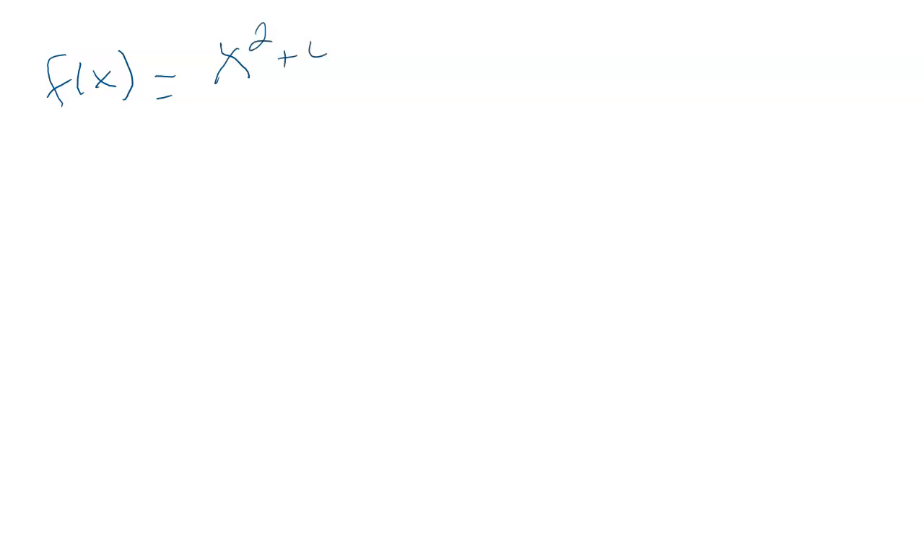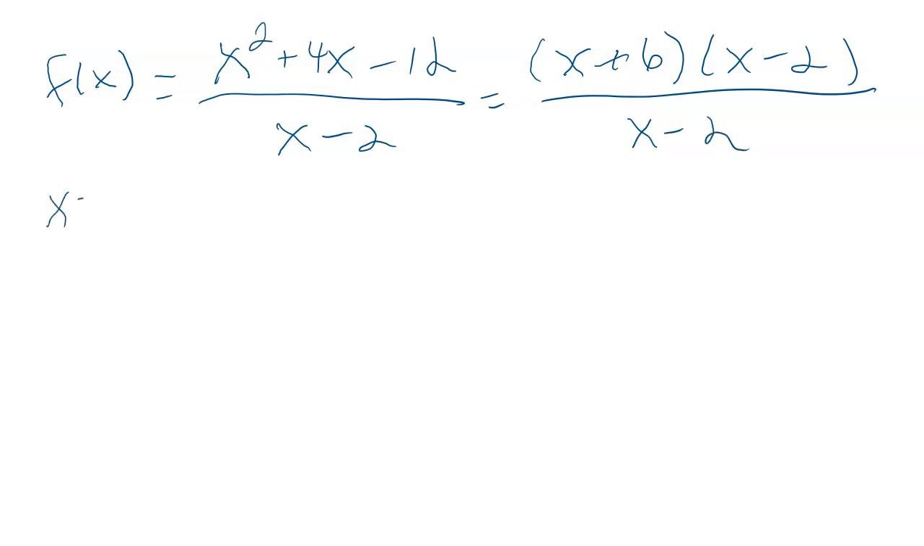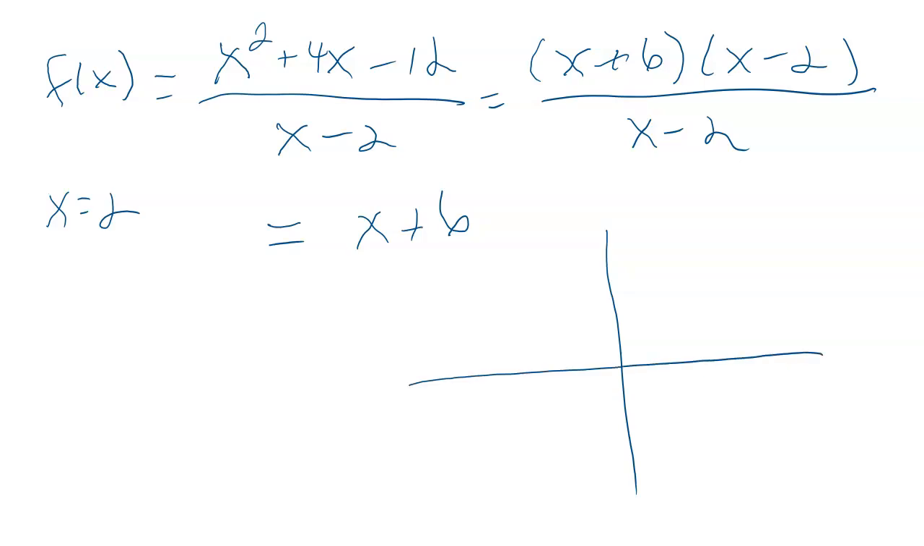So x squared plus 4x minus 12 over x minus 2. Factor the top, so I get x plus 6 times x minus 2. Provided we're not talking about x equals 2, this is equivalent to x plus 6, which is a graph that has a y-intercept of 6 and a slope of 1. So if I had to guess, our graph looks like this.